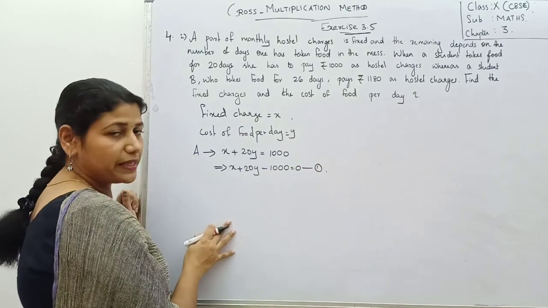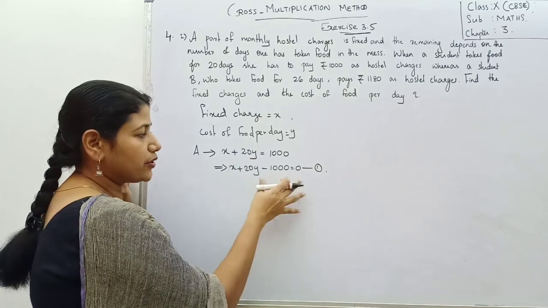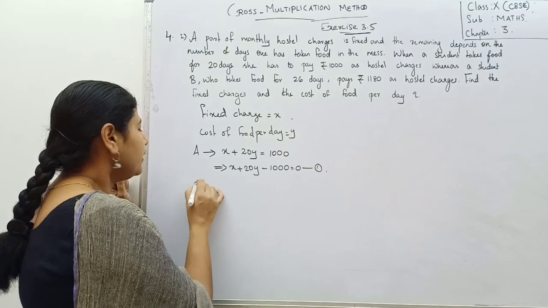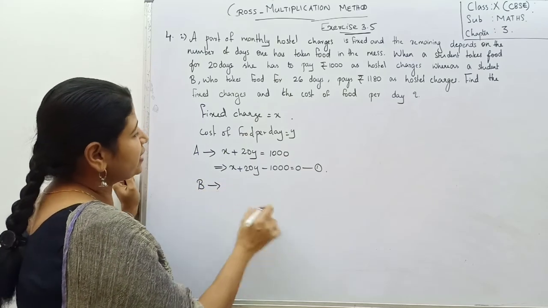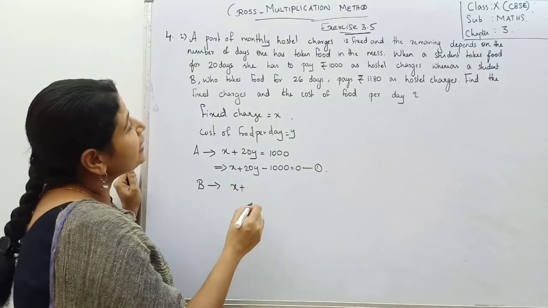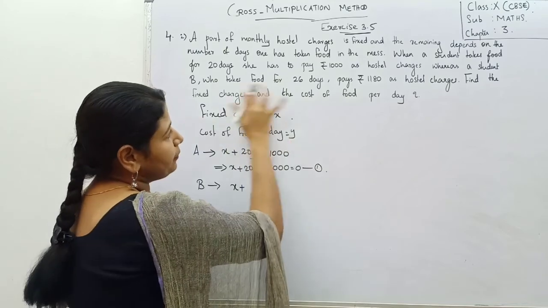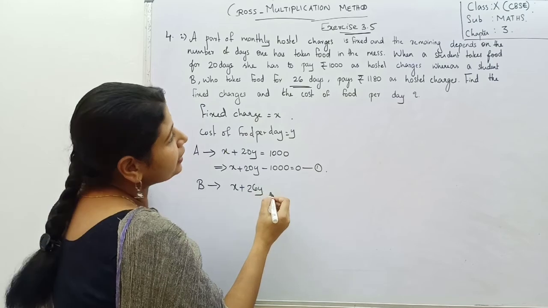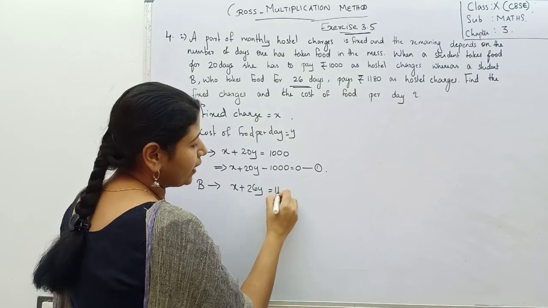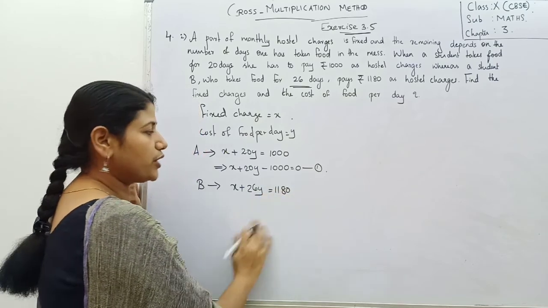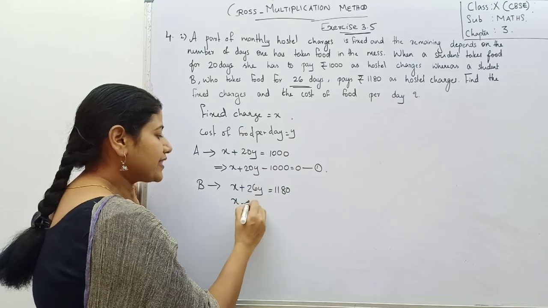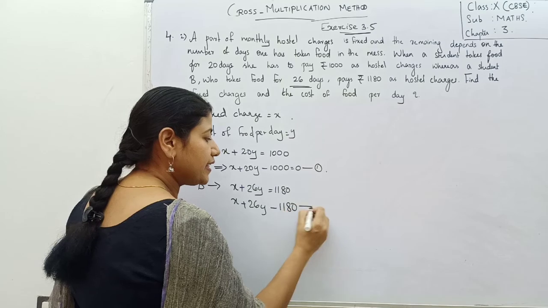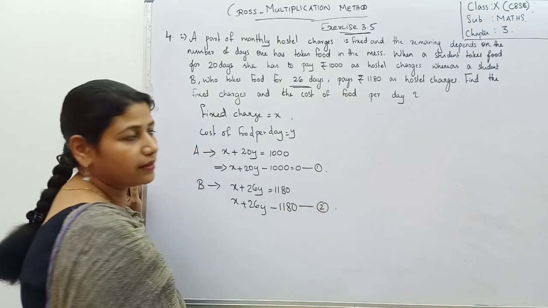Since we are using the cross multiplication method, we have to change the linear equation in this form: a1x plus b1y plus c1 equal to 0. In the case of B, we know that the fixed charge is x itself and he takes the food from the mess for 26 days. So, we have to take 26y and the money he gave is 1,180. This also we have to change in this form. So, we can write x plus 26y minus 1,180 equal to 0 as the second equation.